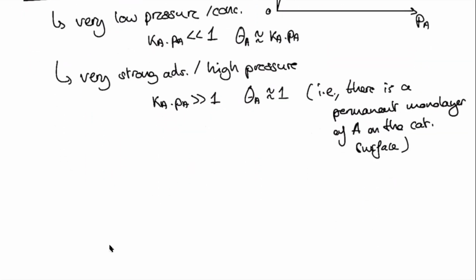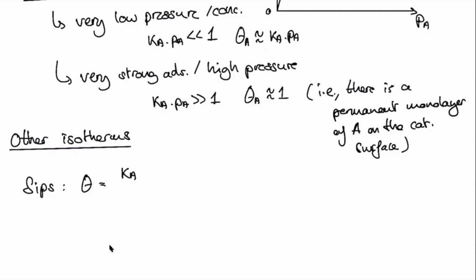So Langmuir wasn't, of course, the only one that thought about this. So there are a lot of other isotherms, some more famous than others. So the Sips isotherm is very similar. So it's Ka times Pa over 1 plus Ka times Pa. So this is basically Langmuir, but Sips has just a power alpha here.